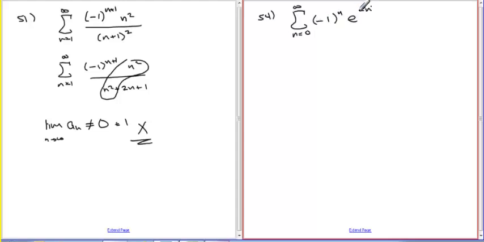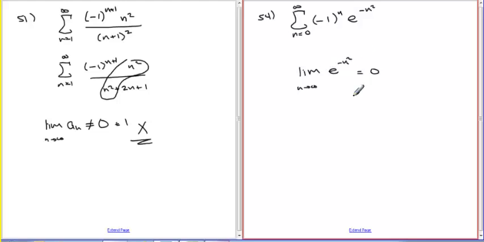Okay, so first, does the alternating series converge or not? Well, let's see. Does the limit as n goes to infinity of the non-alternating term equal 0? And the answer is yes, because if you put infinity in here, you get e to the minus infinity, which is 0.